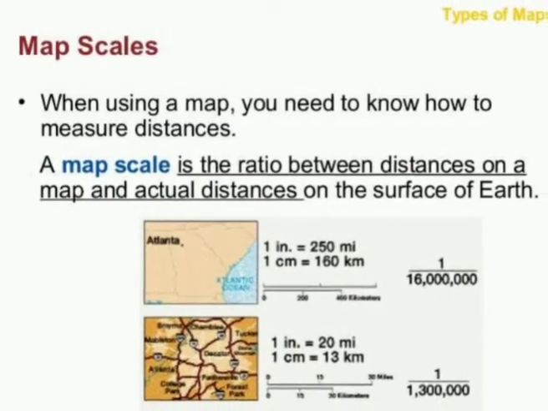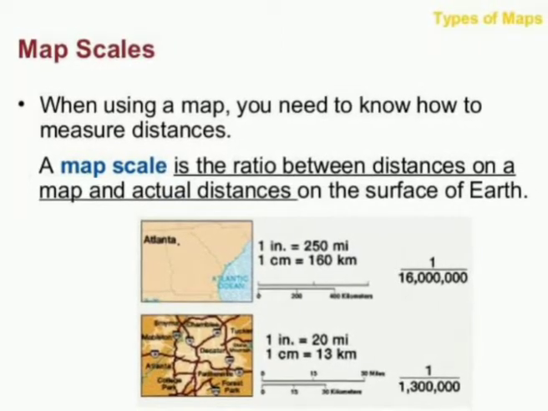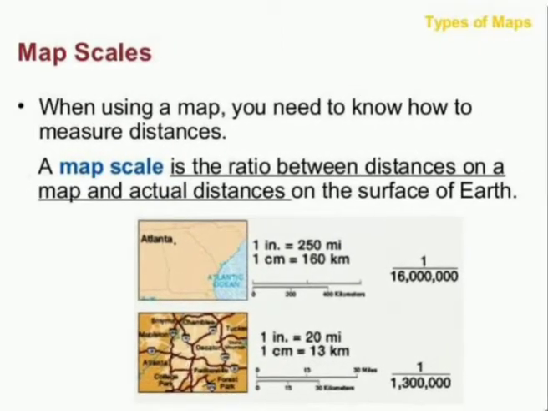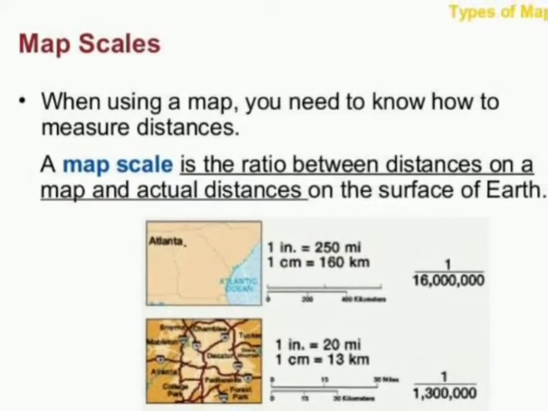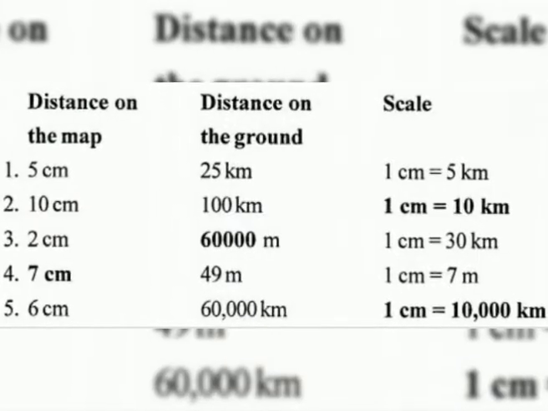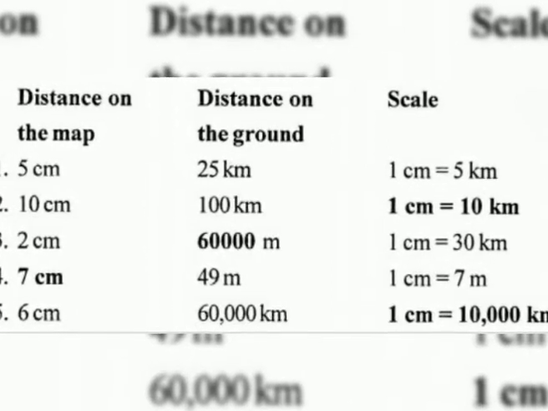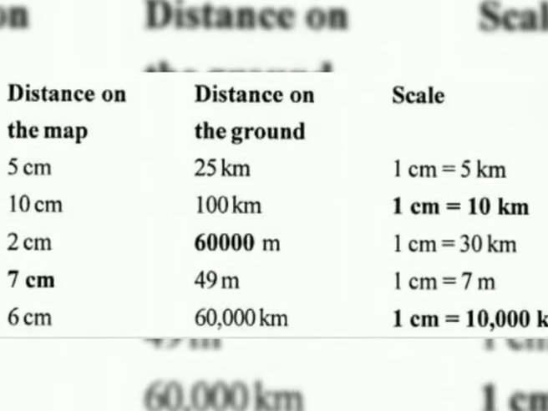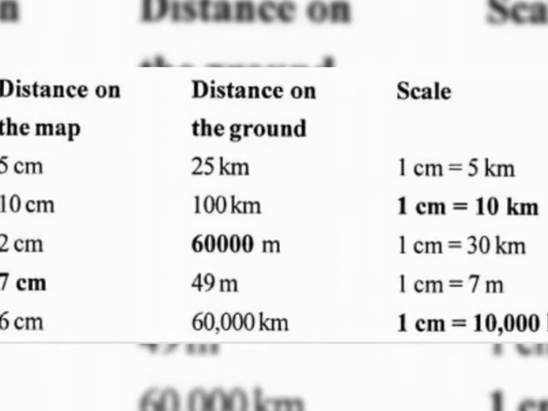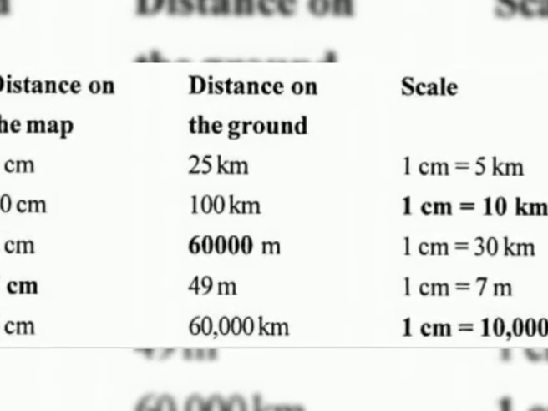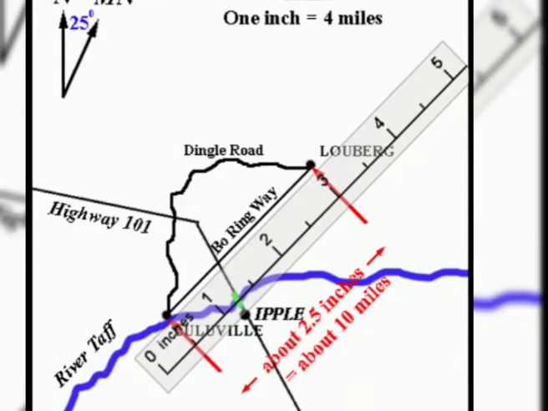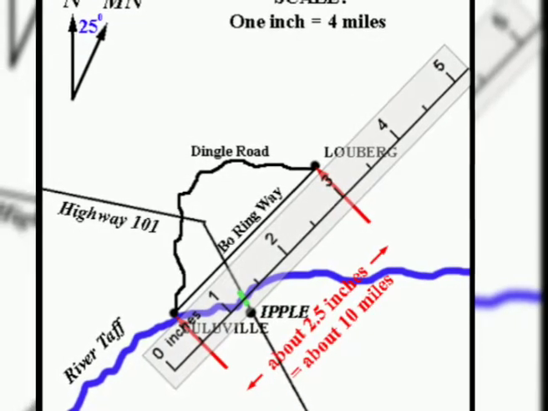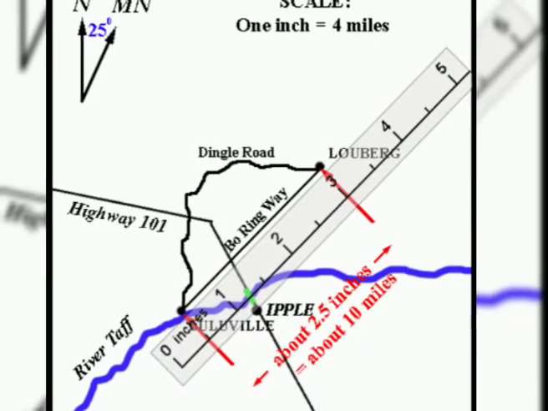Scale is the ratio between the actual distance on the ground and the distance shown on the map. For example, if there is a distance of 25 km on the land surface, for this 25 km we take just 5 cm on our map. So this 5 cm distance on the map is equal to the 25 km distance on the ground surface. This is known as a scale.